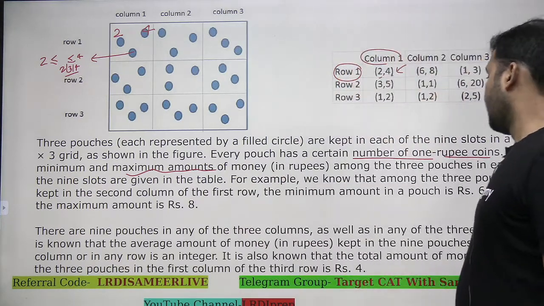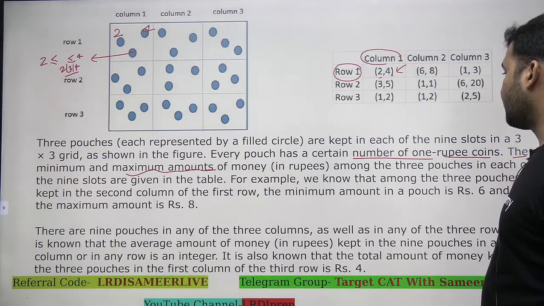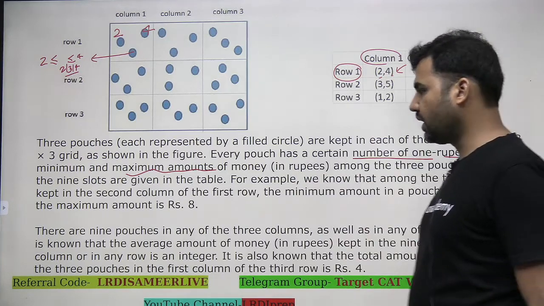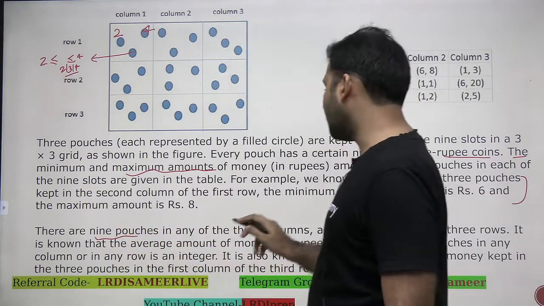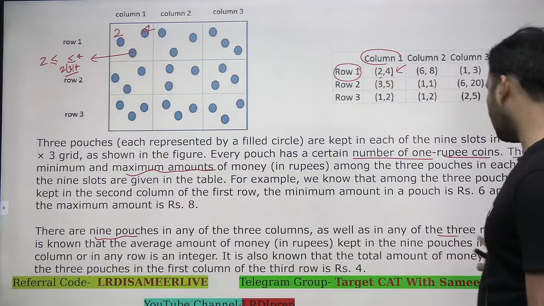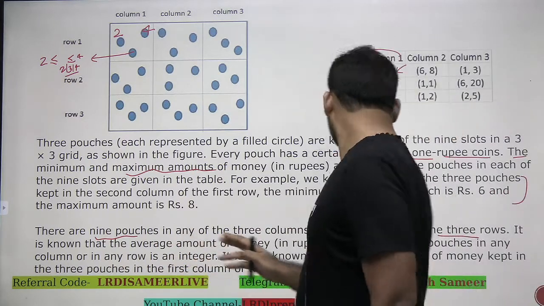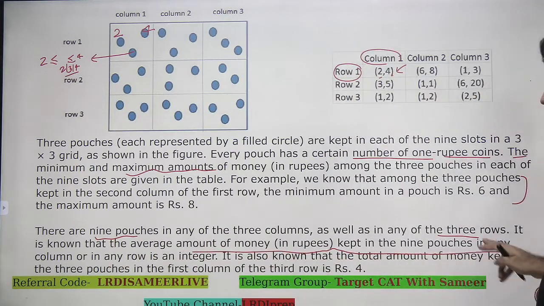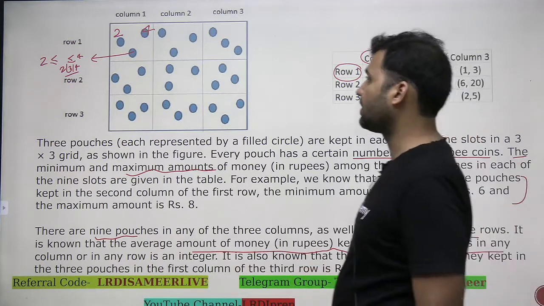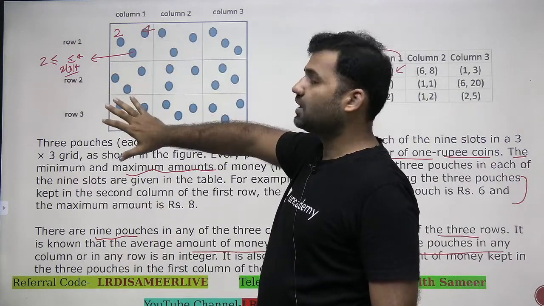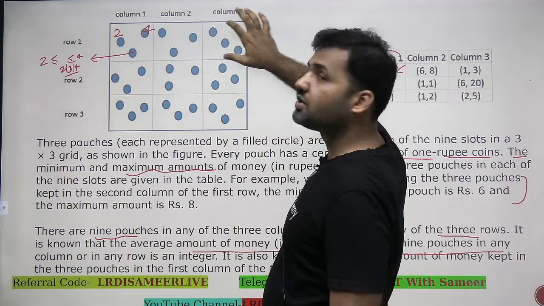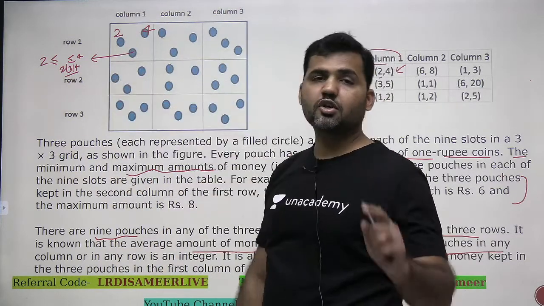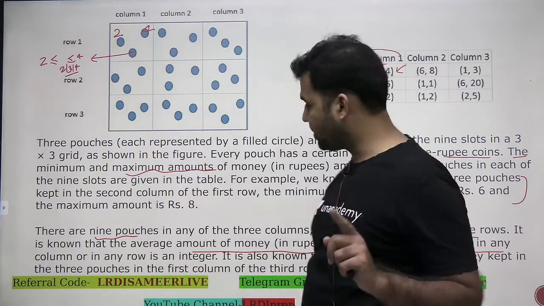Okay. Moving forward, let's see what else is given as an example, right? How to read this table. You can easily go through it. Now the question says that for the 9 pouches in any of the 3 columns as well as in any of the 3 rows, it is known that the average amount of money in rupees kept in the 9 pouches in any column or in any row is an integer. So I have 9 pouches column wise, I have 9 pouches row wise. If I take the average of the total money of these 9 pouches, it should be an integer. That's the condition given here.